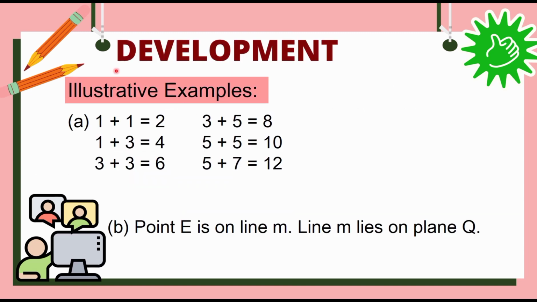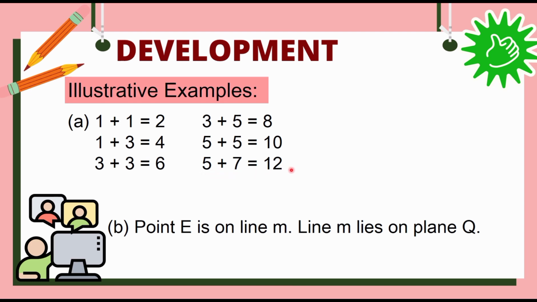Okay, let us have our development part. Most people base their conclusion on patterns they observed or from given statements. So for that, let us have our illustrative example. So for letter A, as you can see, we have 1 plus 1 is equal to 2, 1 plus 3 is equal to 4, 3 plus 3 is equal to 6, 3 plus 5 is equal to 8, 5 plus 5 is equal to 10, 5 plus 7 is equal to 12.